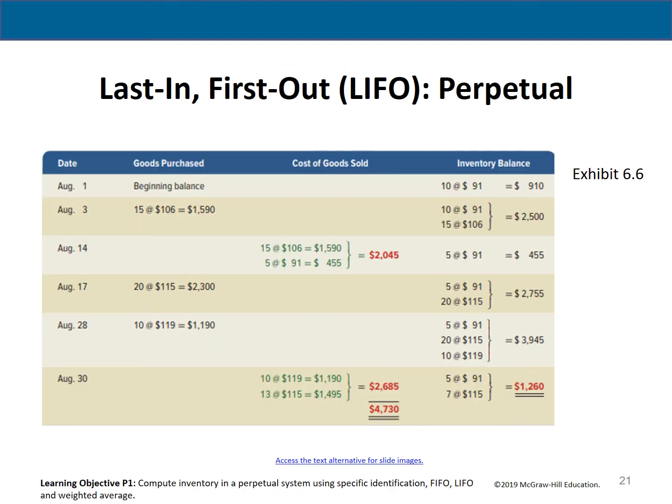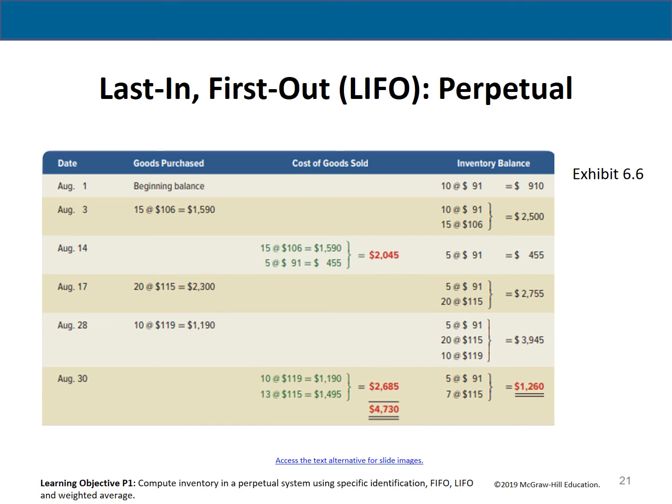So here, using those same items, here's how our inventory would have been removed under LIFO. So we start with our beginning balance of our 10 bikes at $91 each. Same perpetual inventory record. August 3rd. We bought 15 more bikes. These bikes now cost us $106, so we'll add them and layer our inventory. We now have 10 bikes that cost $91 and 15 that cost $106.